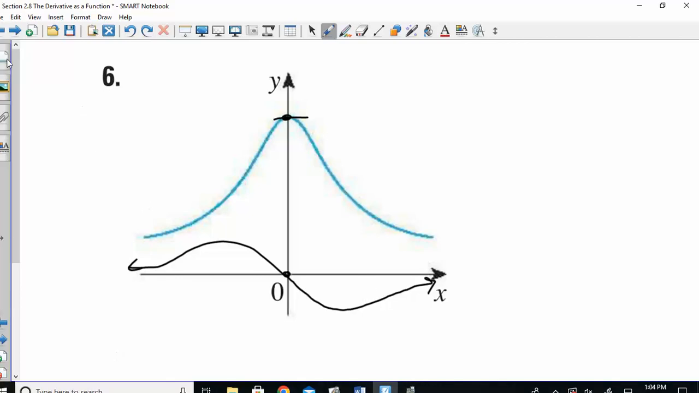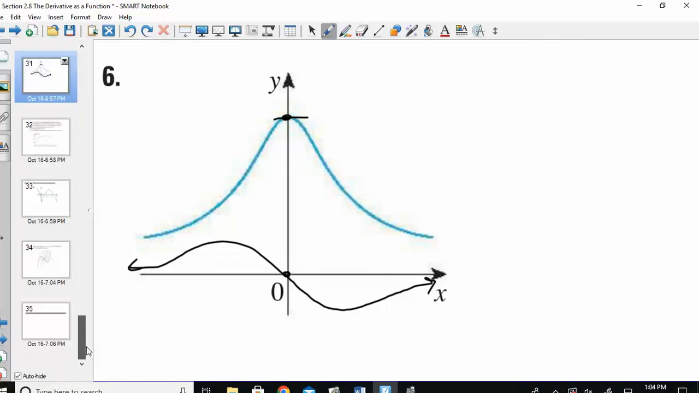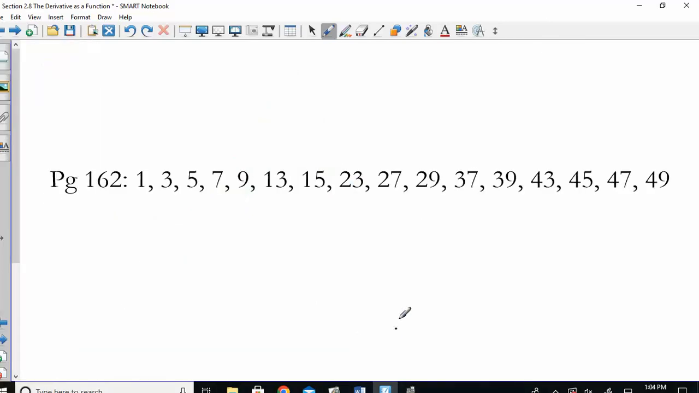Okay, so we will practice more tomorrow and keep working on this section. Homework-wise, this is the homework for the entire section, because several of them ask for the graphing.